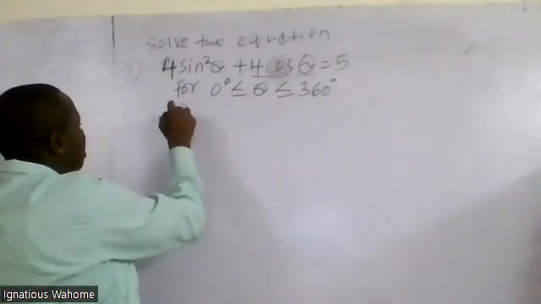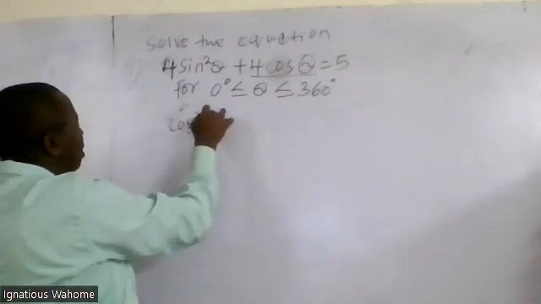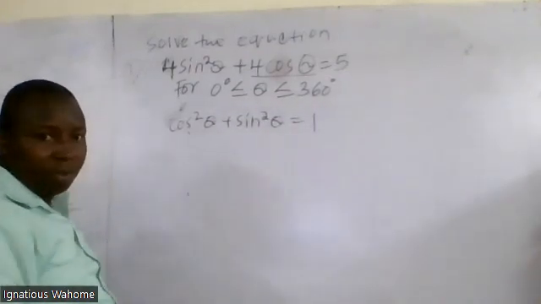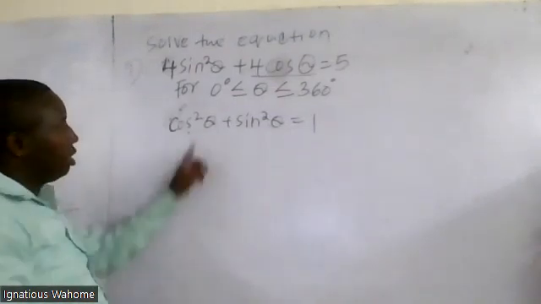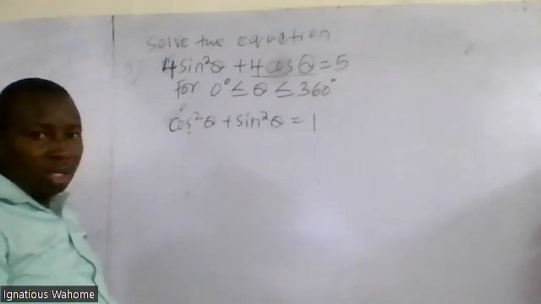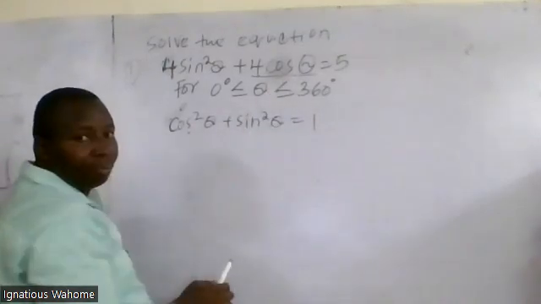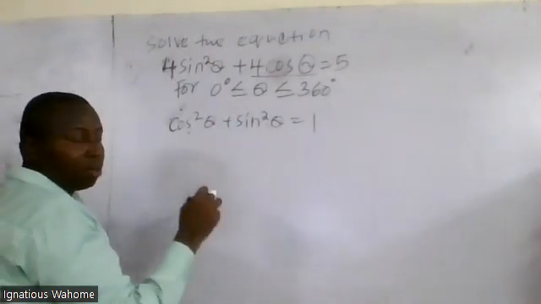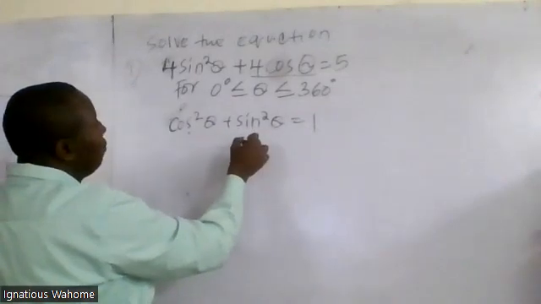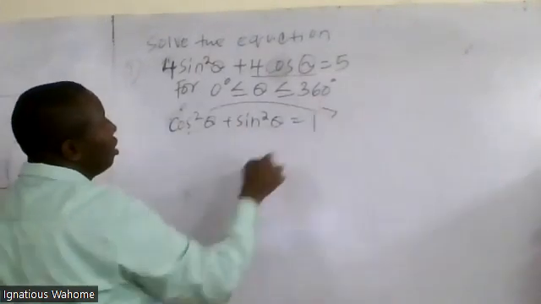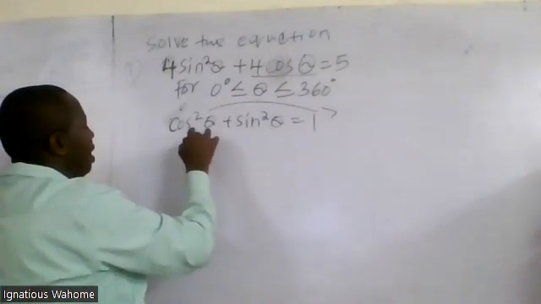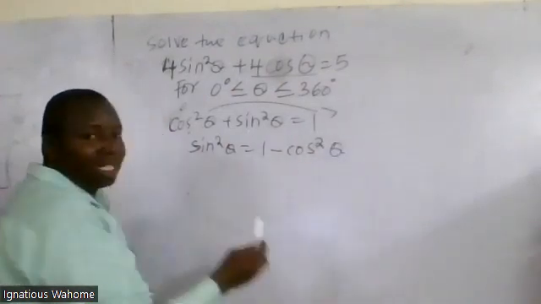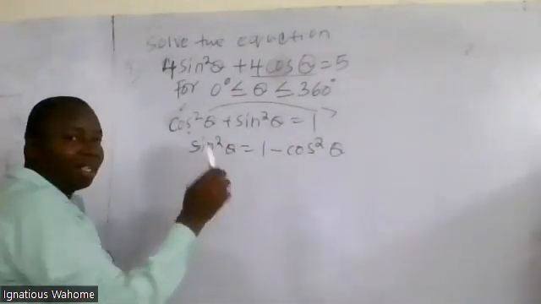There is a concept: cos squared theta plus sine squared theta is equal to 1. So because this one is cos, you express sine in terms of cos. You take cos squared theta to the other side, and you get sine squared theta is equal to 1 minus cos squared theta. So it's like making sine squared theta the subject.